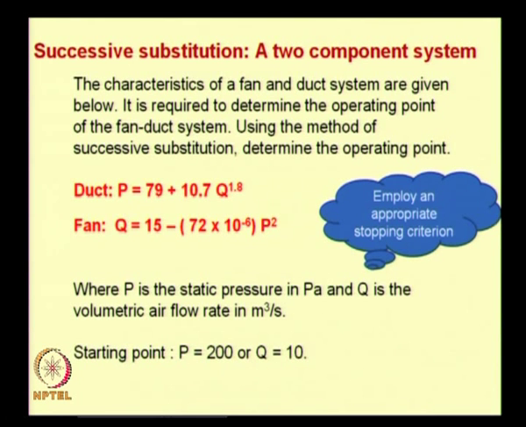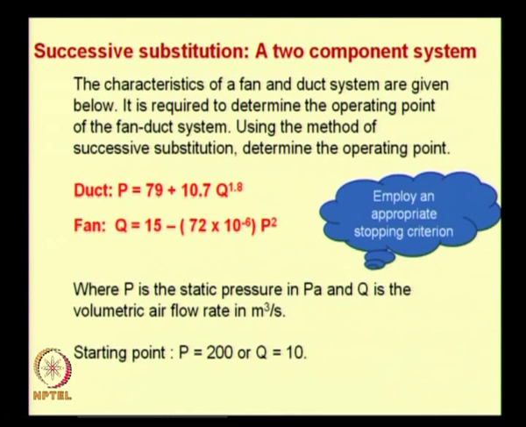So there are two variables in this problem. One is P, which is the head, or the pressure, which is in Pascal. The other one is the volumetric flow rate, which is in meter cube per second. These two are interlinked by the two respective equations. Now we want to solve and get the operating point.